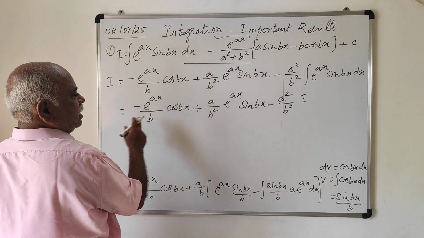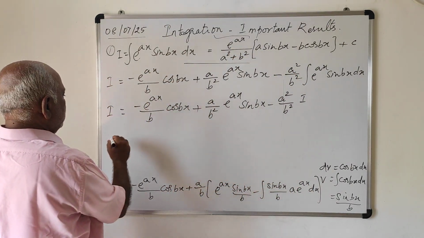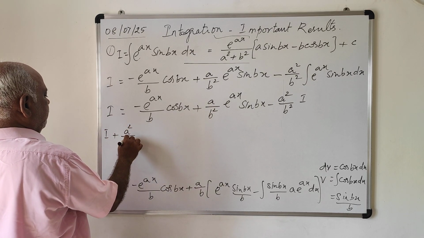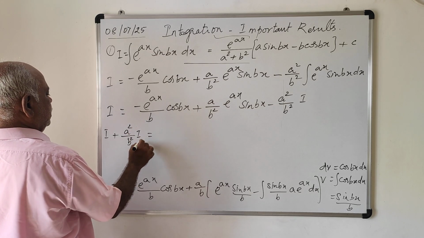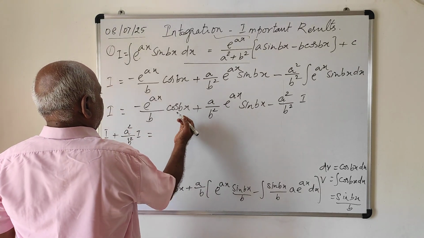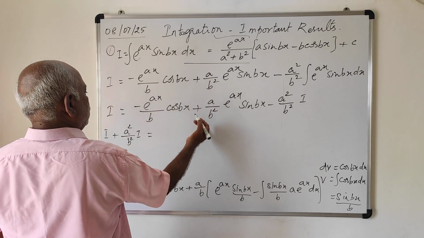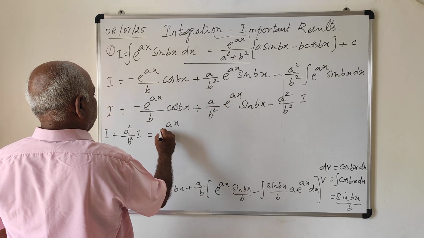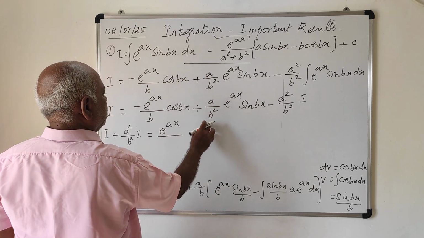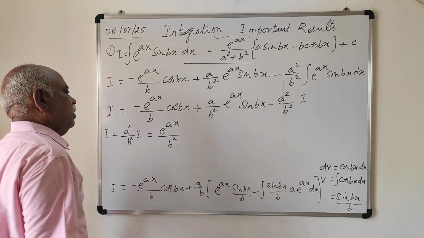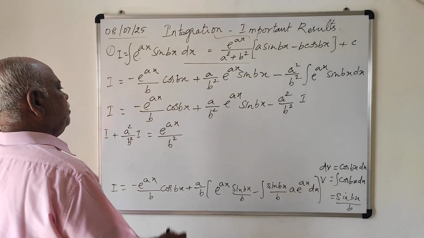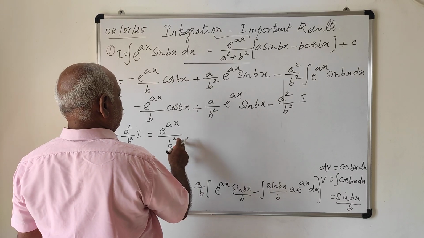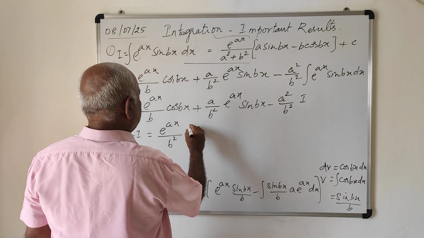You bring this minus a square by b square I to the left hand side, you will get I plus a square by b square into I equal to, you take e power ax by b square as a common term. E power ax is common in both the terms. E power ax by b square, if you take b square common, you get a sin bx.